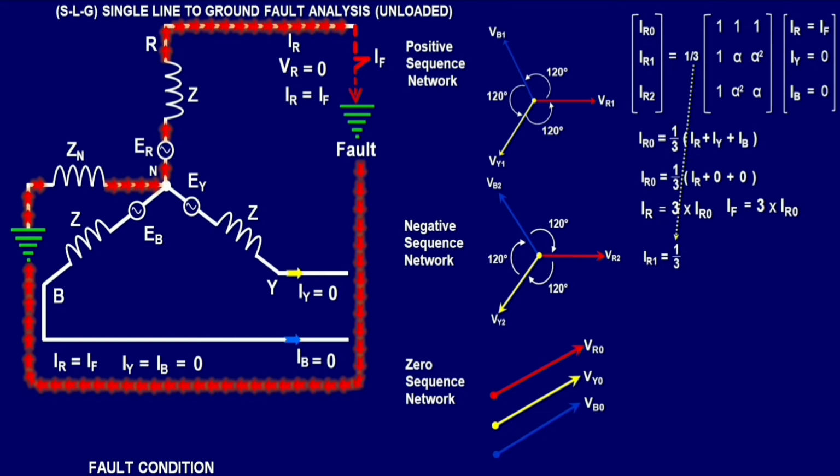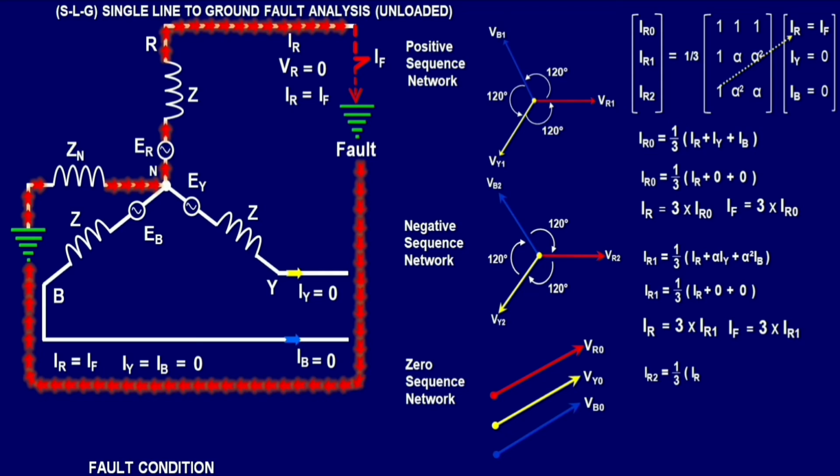IR1 equals 1 by 3 times 1 times IR plus alpha times IY plus alpha square times IB. IR1 equals 1 by 3. Just put IR plus 0, because alpha times IY equals 0, plus 0, because alpha square times IB equals 0.